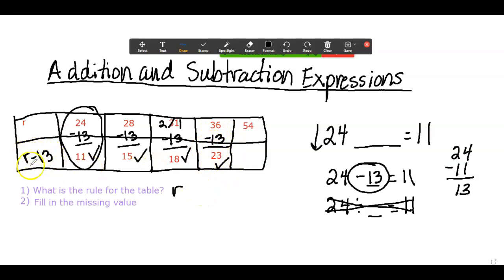So R minus 13 is our rule for the table. Now we need to find the missing value. So if the value is 54, I need to do 54 minus 13. We do some regrouping. 14 minus 3 is 9, and 4 minus 1 is 3. So the missing value is 39.